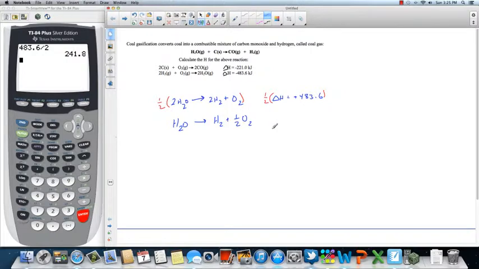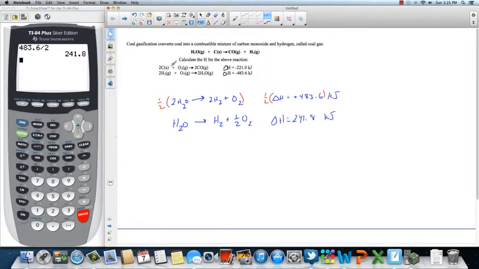Okay, so now we can say that our enthalpy, our delta H, equals 241.8, and it should be kilojoules. Shame on me for not having that up here. Kilojoules. So we're partway there.